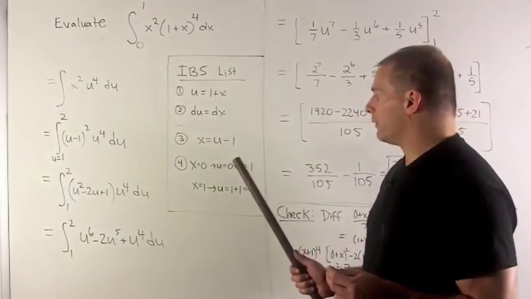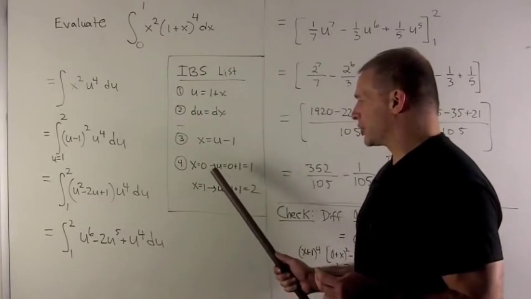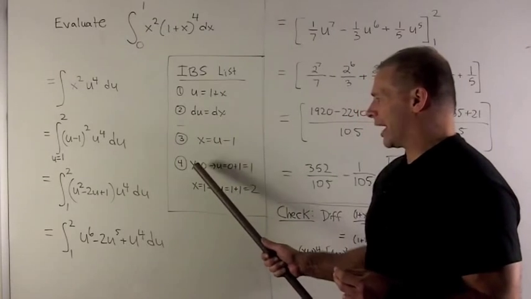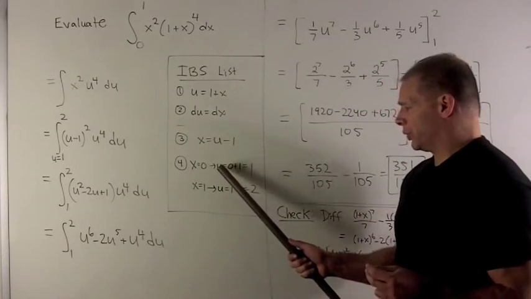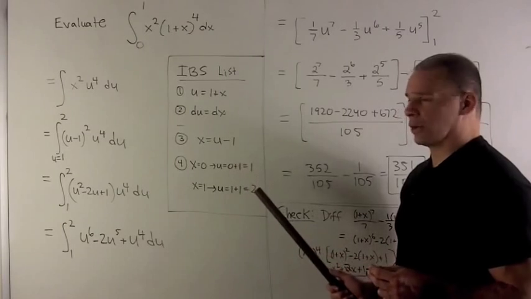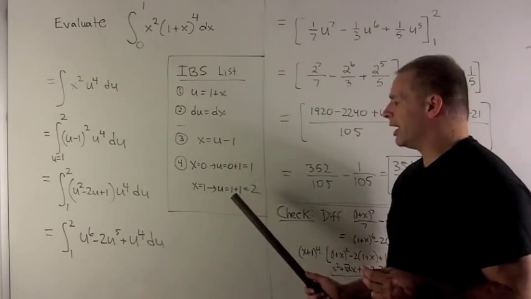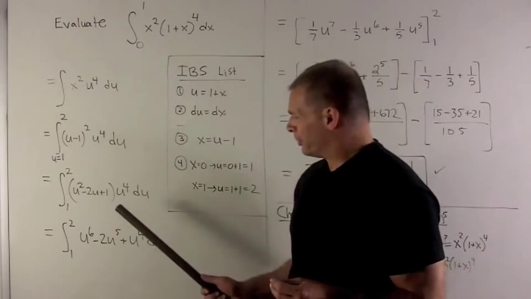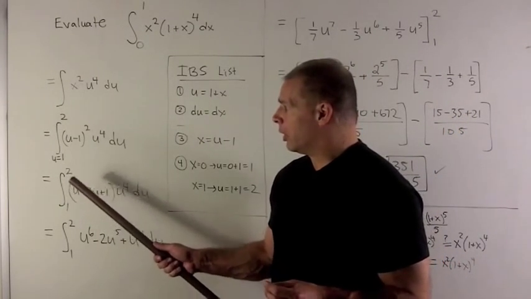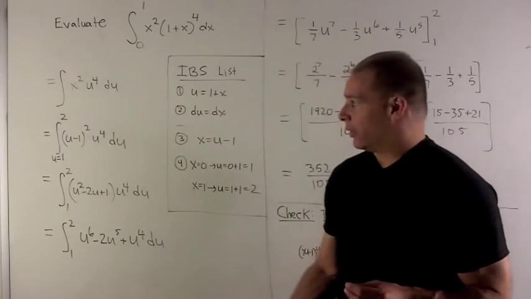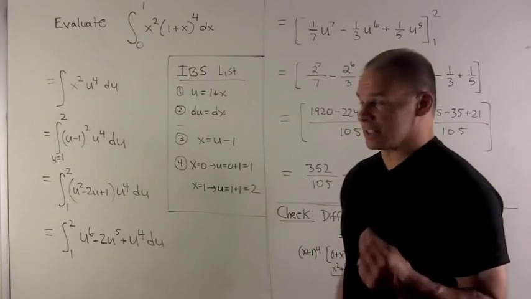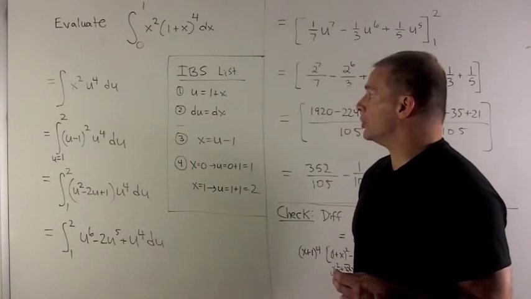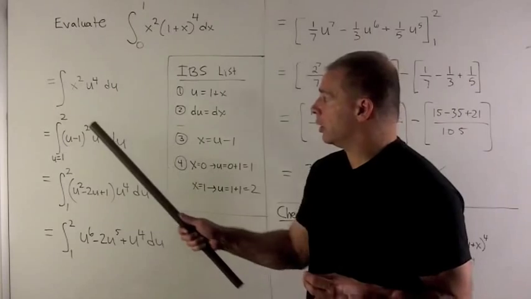So we know we have a rule for converting x into u. That's just going to be take your point and then make it 1 plus your point. So x equal to 0 goes to u equal to 1. 1 plus 0 is 1. x equals 1 goes to u equal to 1 plus 1 is 2. And so now I'm looking at the integral from 1 to 2. And the 1 and 2 correspond in the same order to 0 and 1. So 0 went to 1, 1 went to 2.